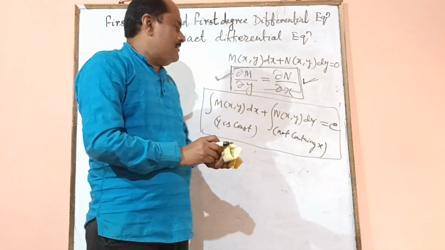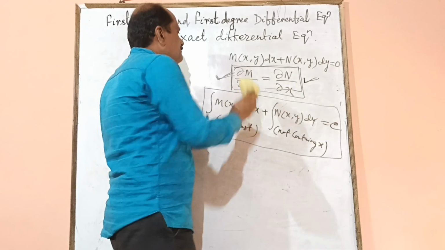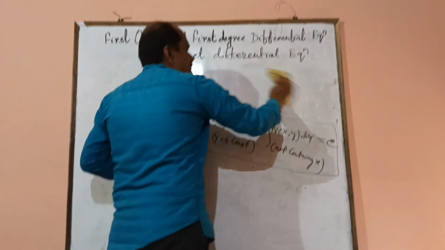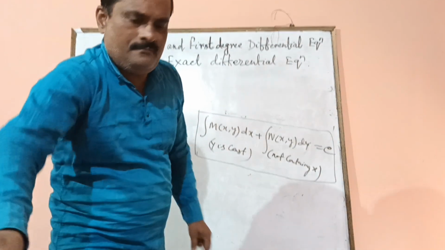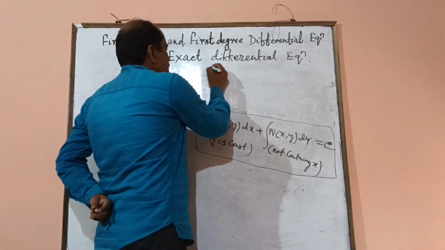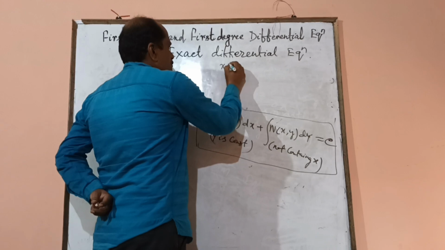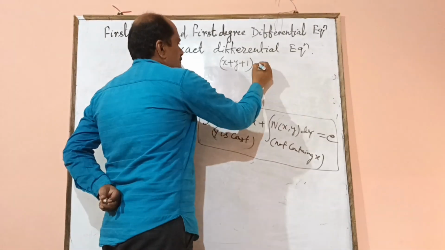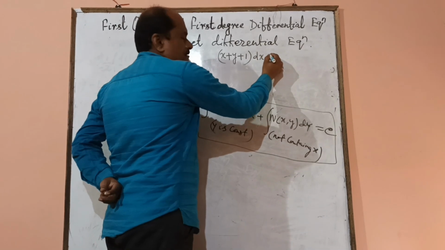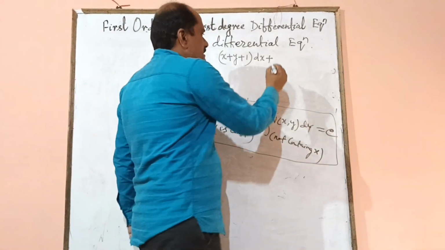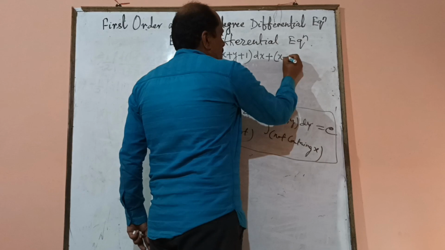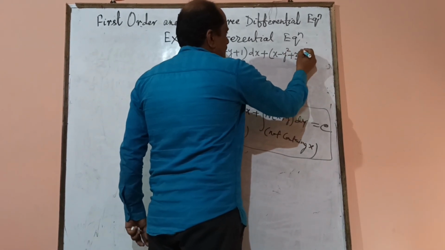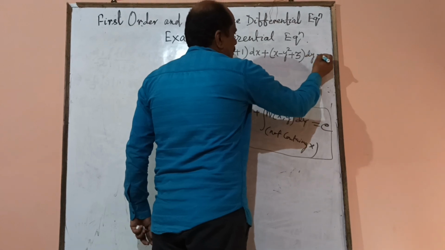Let us consider an example. Let us consider a differential equation (x plus y plus 1) dx plus (x minus y square plus 3) dy is equal to 0.